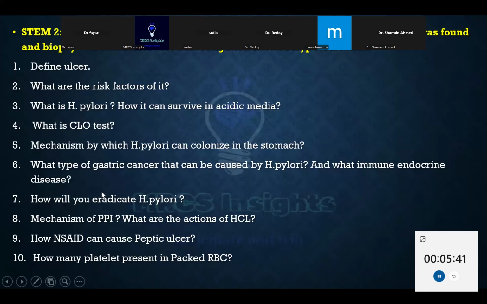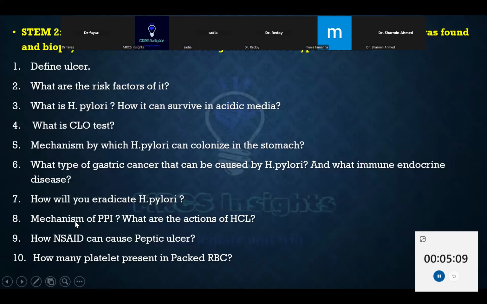So what type of gastric cancer can be caused by this Helicobacter pylori? Adenocarcinoma. Do you know another one? MALT, mucosa associated lymphoid tumor. And what type of endocrine disease may it cause? Autoimmune thyroiditis. What is it called? Hashimoto's thyroiditis. Very good.